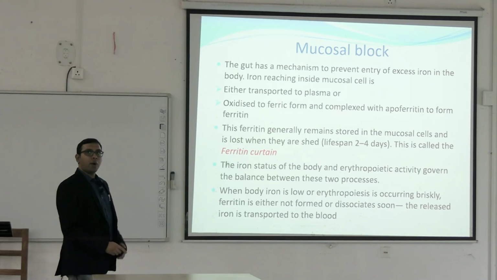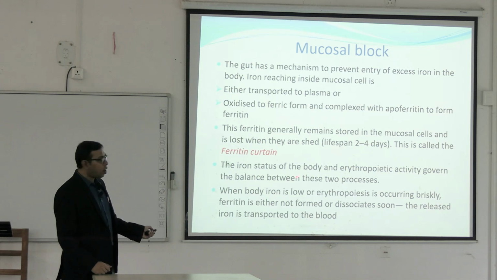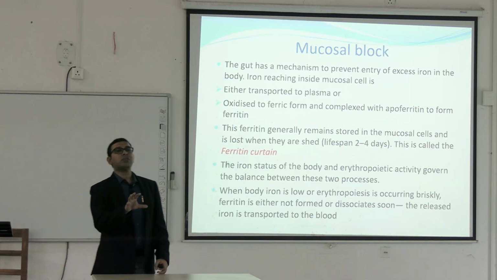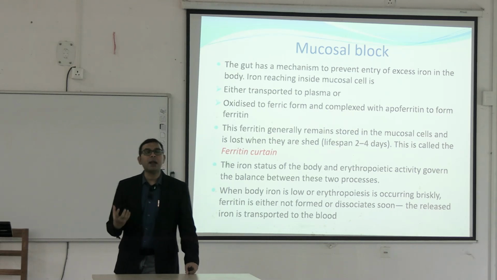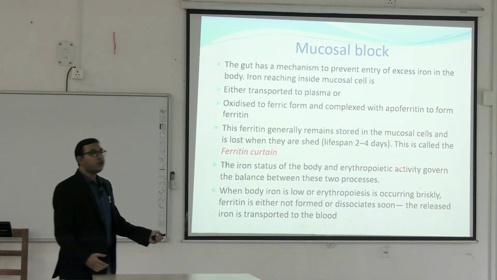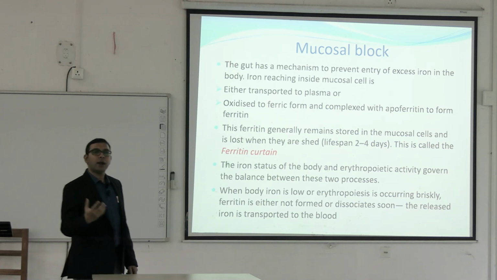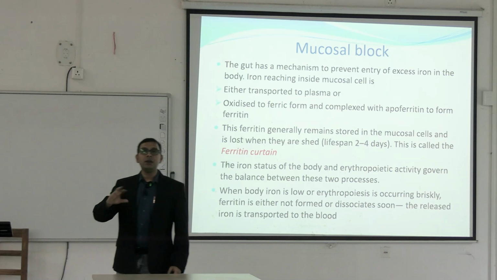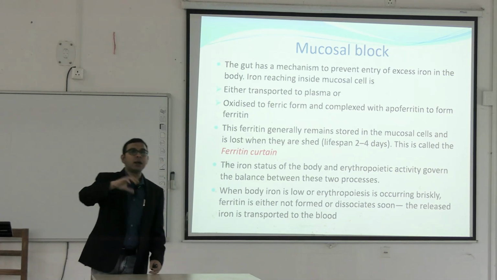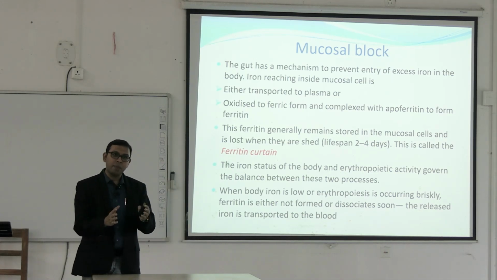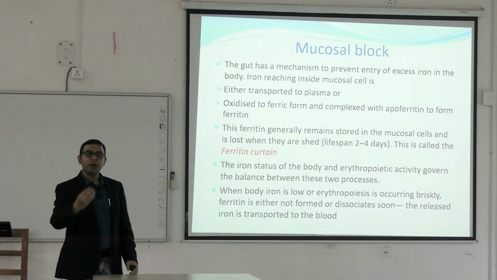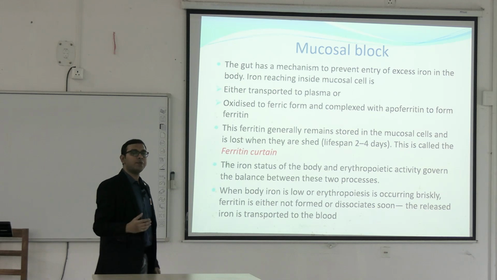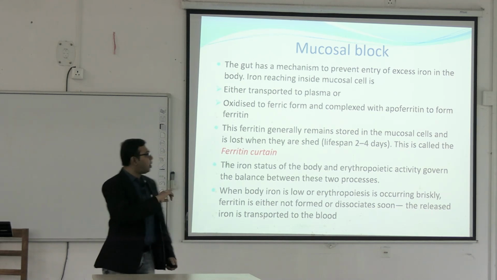The iron status of the body and the erythropoietic activity govern the balance between these two processes. Already I have said that the iron status means whether the body is in an iron deficient state or not, and also the erythropoietic activity, whether erythropoiesis is occurring as needed or is very slow. These two ultimately determine how much iron will come. The food may be the same, but the absorption of the iron from the intestinal cells to the plasma, and from the plasma to the reticuloendothelial cells and the different erythrocyte precursors, will be determined and governed by this.